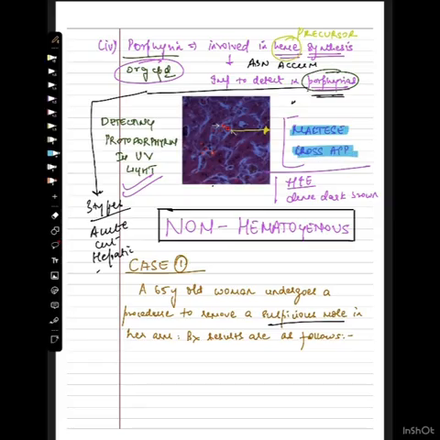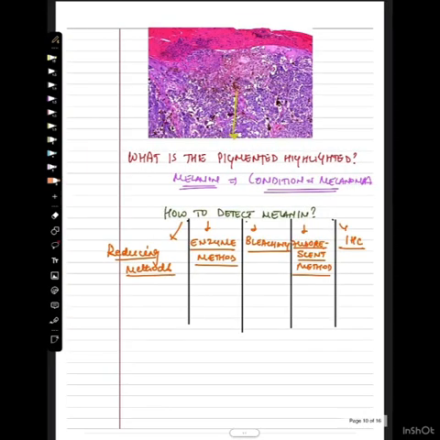So, now that we have finished the hematogenous compounds, let us now move on to the non-hematogenous compounds. We will also talk about the non-hematogenous compounds in a case-based study. So, case 1, a 65-year-old woman undergoes a procedure to remove a suspicious mole in her arm. The biopsy results are as follows.